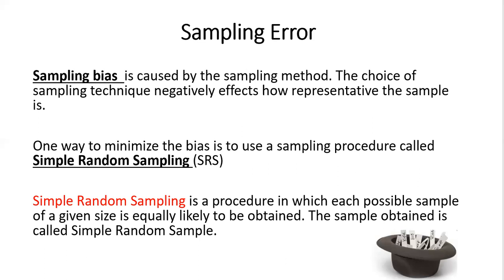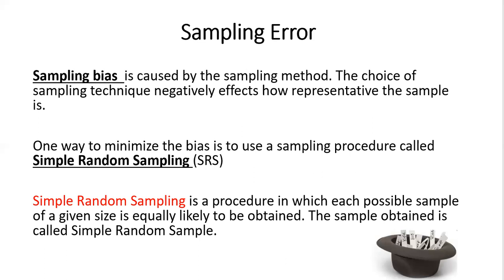Now, what is a simple random sampling? It is a procedure in which each possible sample of a given size is equally likely to be obtained, and the sample obtained is called a simple random sample. So basically, in a simple random sampling technique, every member of the population has an equal chance to be selected.